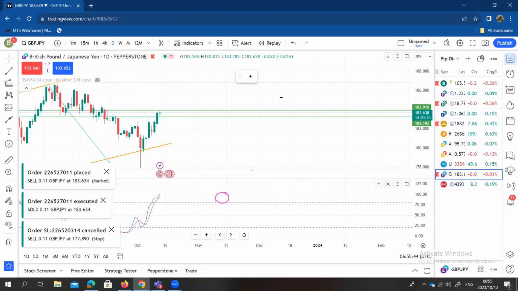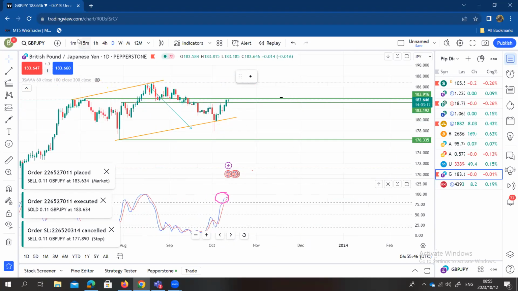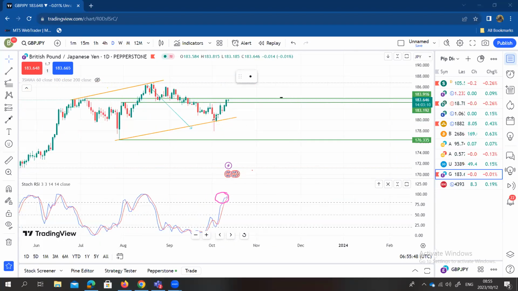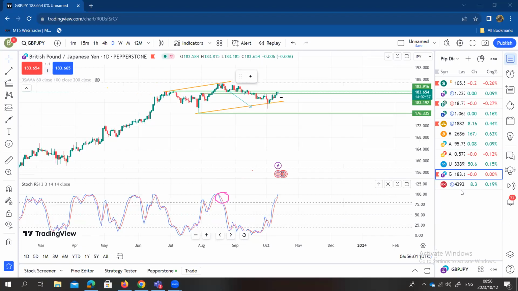I took it from around these levels here. I took it from this low. That's when I entered. So at least that's like 1:2 risk to reward ratio minimum. Okay, and on any day, I'm happy with $300.